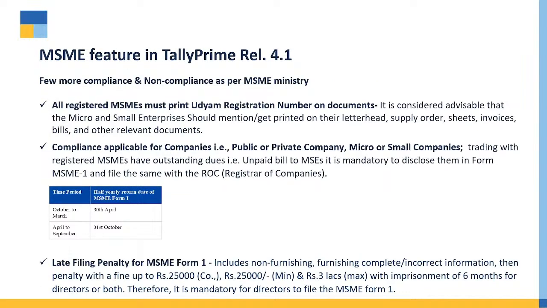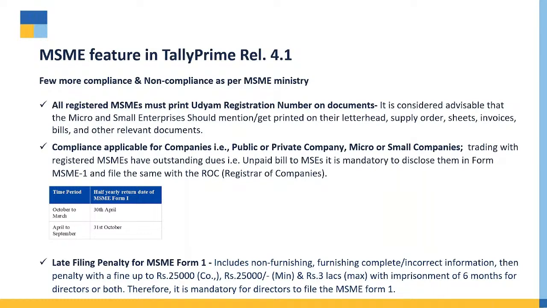A few more compliance and non-compliance points as per the MSME ministry. All registered MSMEs must print the UDYAM registration number on documents. It is considered advisable that micro and small enterprises get it printed on their letterheads, supply order sheets, invoices, bills, and other relevant documents. So let us say I am an MSME and I have registered. I can notify all the parties to whom I sell goods or services that I am an MSME and that they must adhere to payment within 45 days, right?